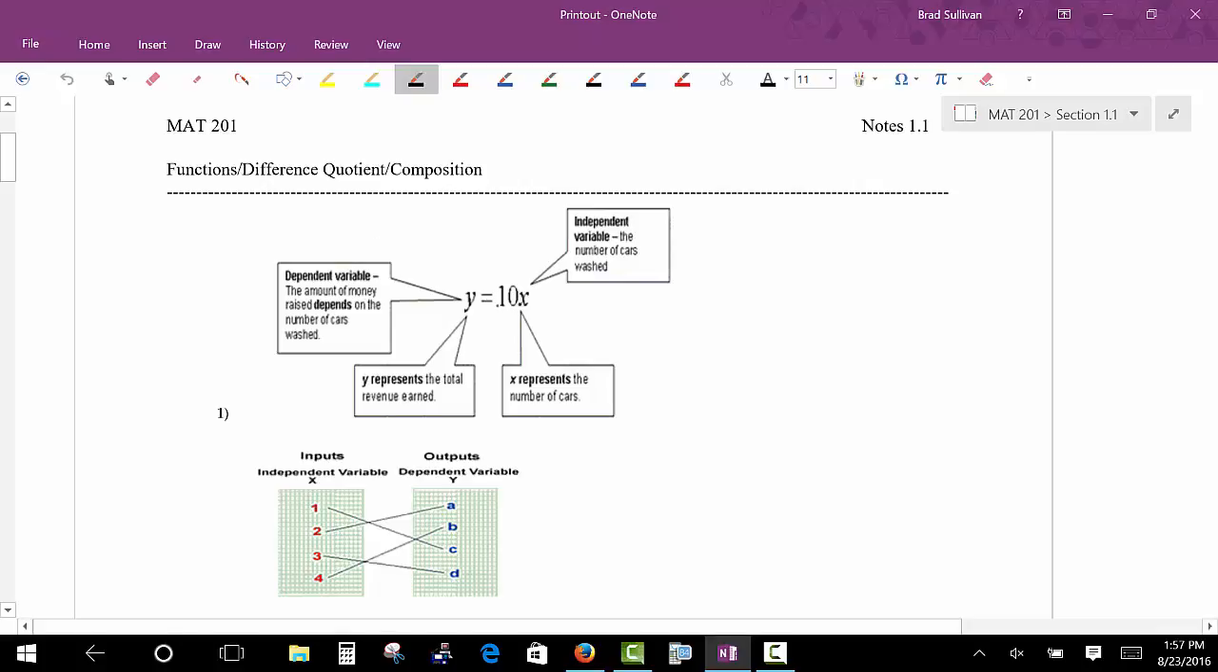So this is a pretty good little diagram right here. You have an equation. X is usually like an independent variable. Okay, that's going to represent something like, oh, you guys can't even see what I'm doing.